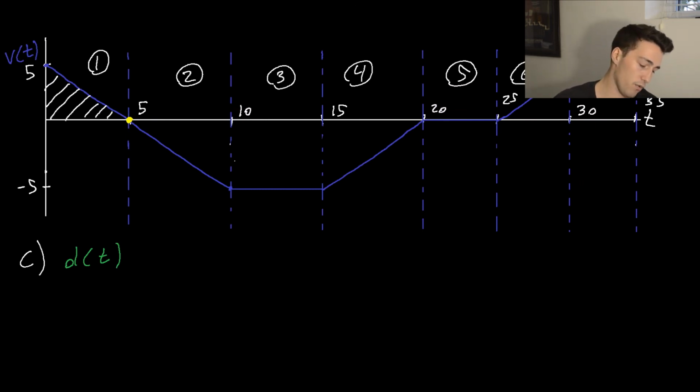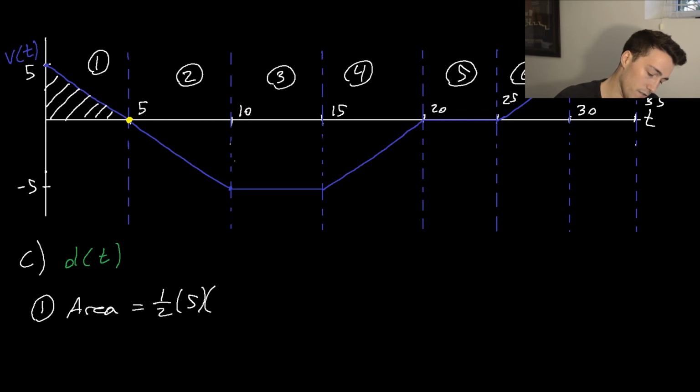So in section 1, I'm going to write that the area is the area of a triangle. So it's base times height divided by 2. We have the base, which is 5, and the height, which is 5. So the area is going to be 2.5 times 5, which gets us 12.5 meters.